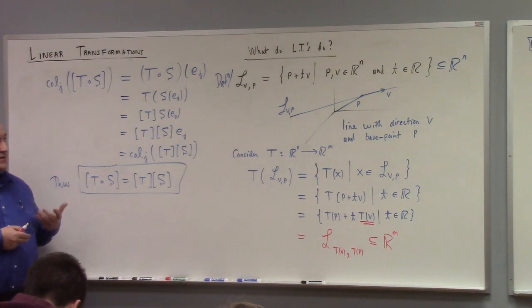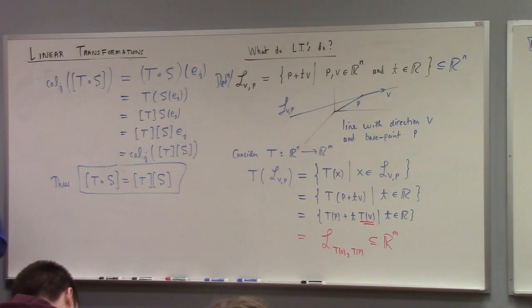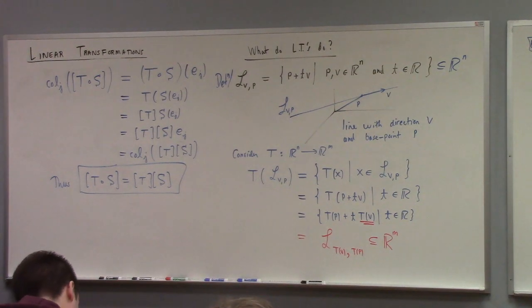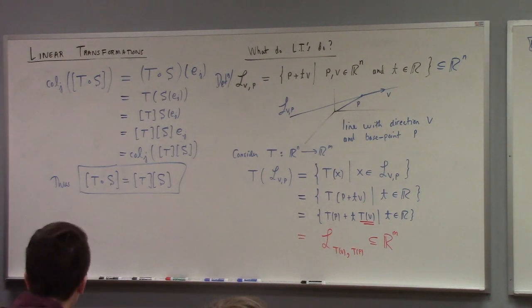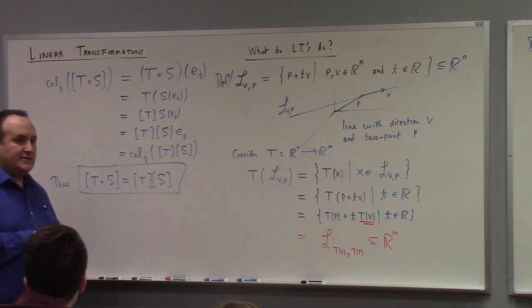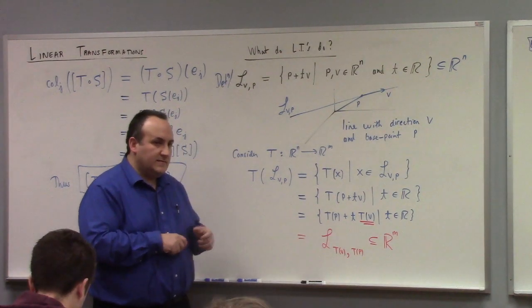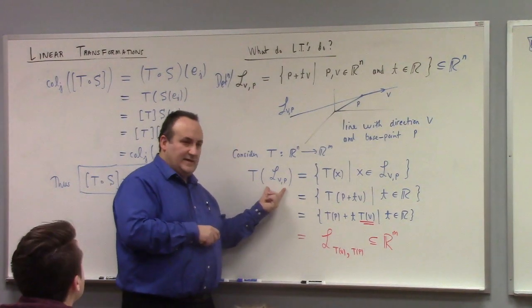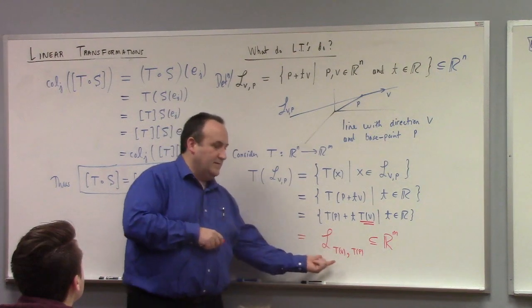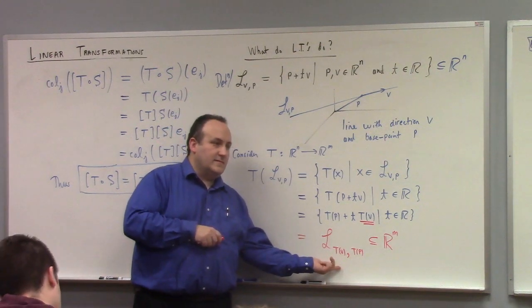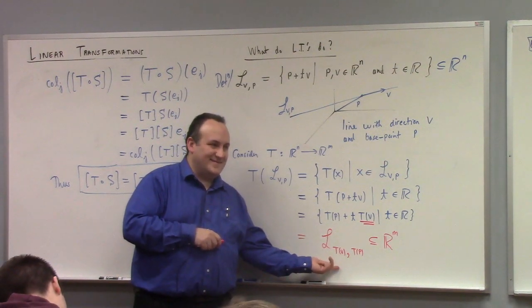So what does this little calculation show us? It shows us something incredibly useful and really a guiding principle for graphing linear transformations, which is that linear transformations map lines to lines. That's what this proves, right? Our input was a line, our output is a line. Unless what?